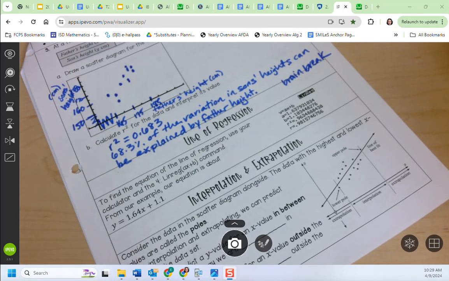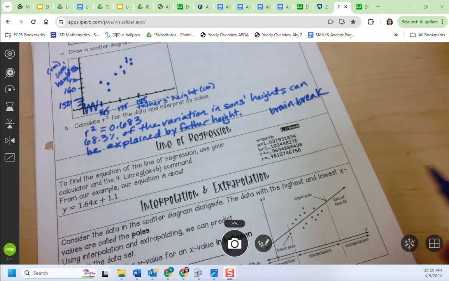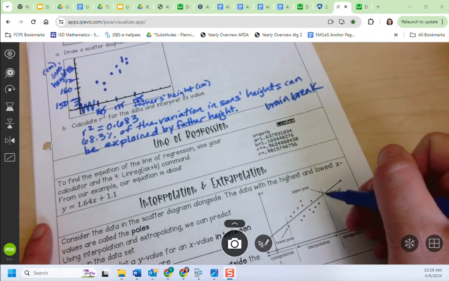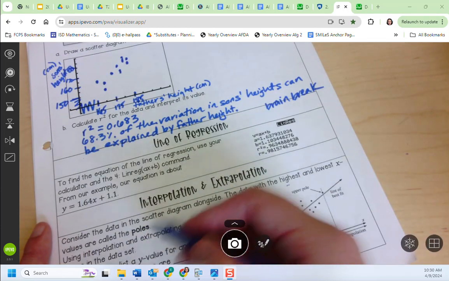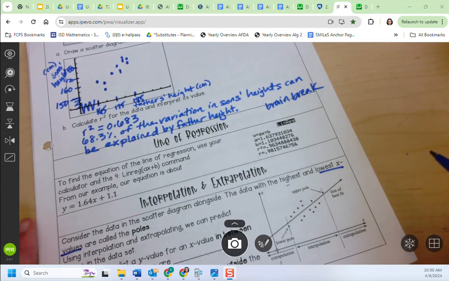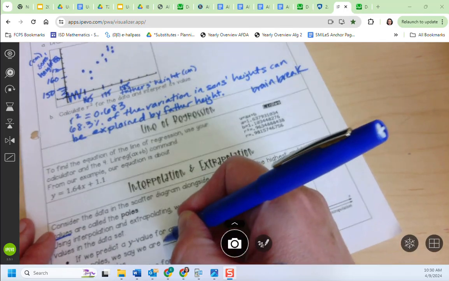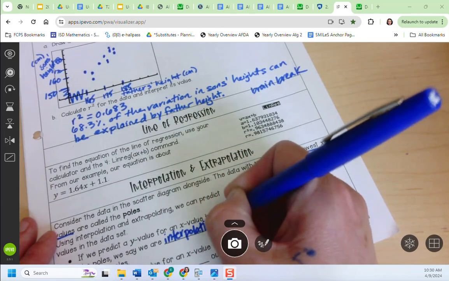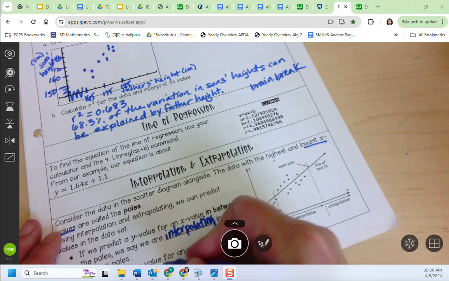All right. So interpolation and extrapolation. Interpolation is when you find values, make predictions that are between your smallest and your largest values on your table. So they call these poles. So the highest and the lowest x values are called the poles. So if we predict a y value for an x value between the poles, we say we are interpolating. And if we predict a y value for an x value outside of the poles, then we say we are extrapolating.